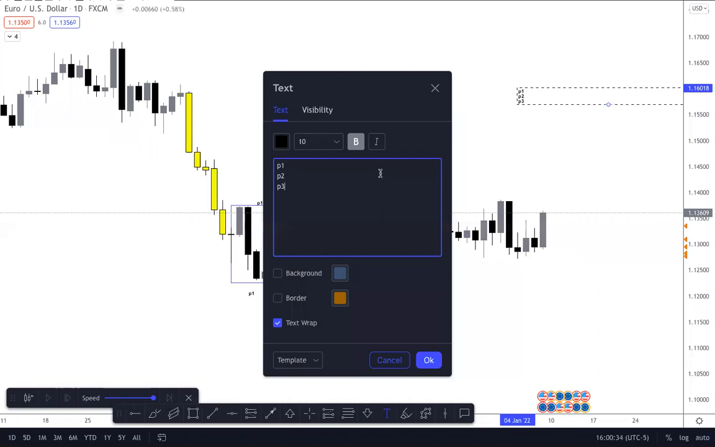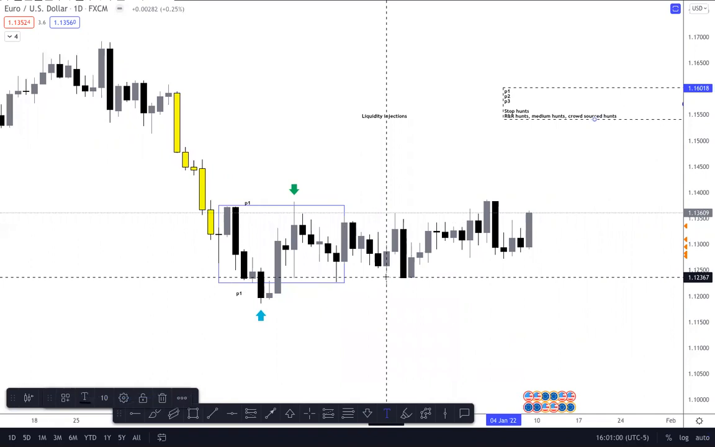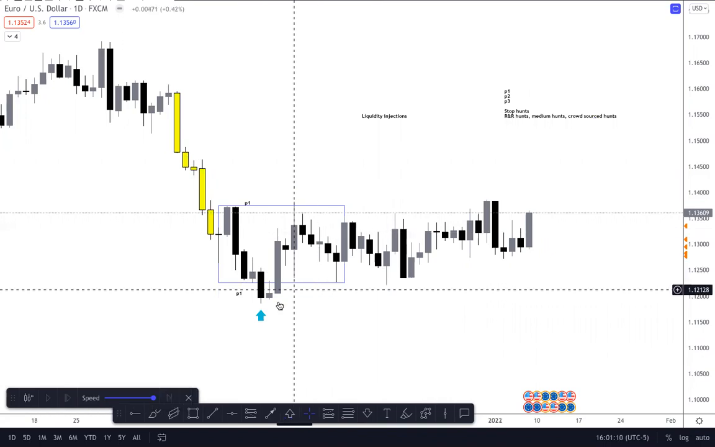Now, within these phases, we can have different types of stop hunts. We're going to go over raid and run stop hunts, medium hunts, and crowdsourced hunts. These are going to be the main phases and hunts within the liquidity cycle, and this is going to change a complete understanding of how you see price. There's no one else teaching this, so you are in for a real treat.